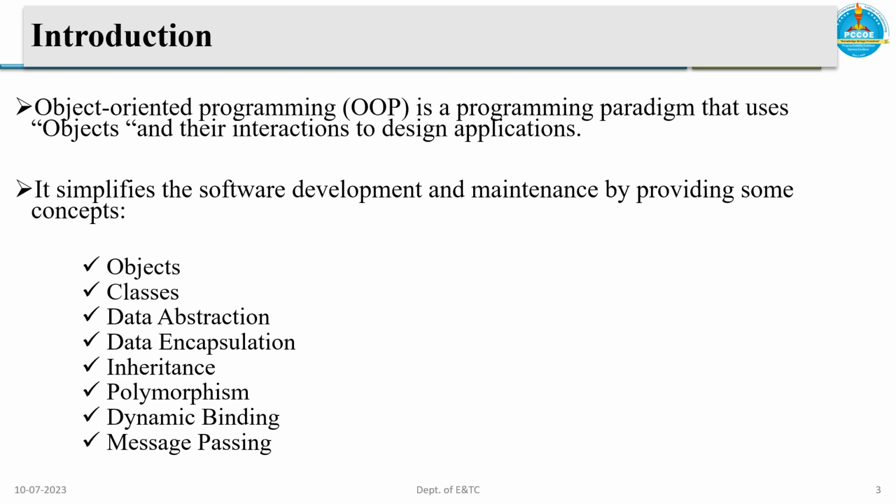So it simplifies the software development and maintenance by providing some concepts or features like objects, classes, data abstraction, data encapsulation, inheritance, polymorphism, dynamic binding, message passing. These are the main features of object-oriented programming language. And these features provide so many benefits.